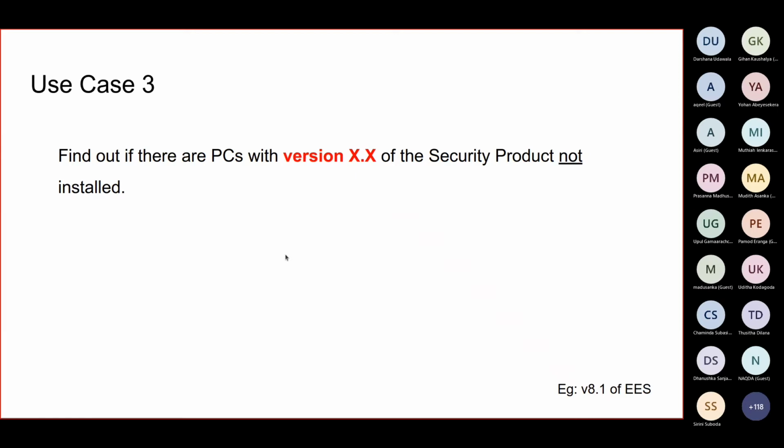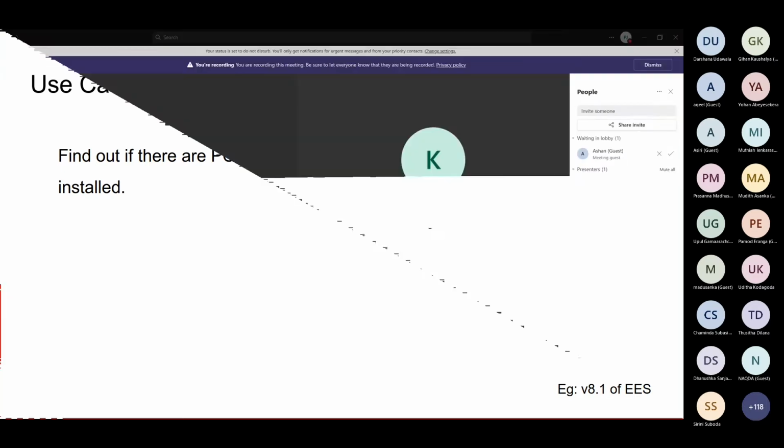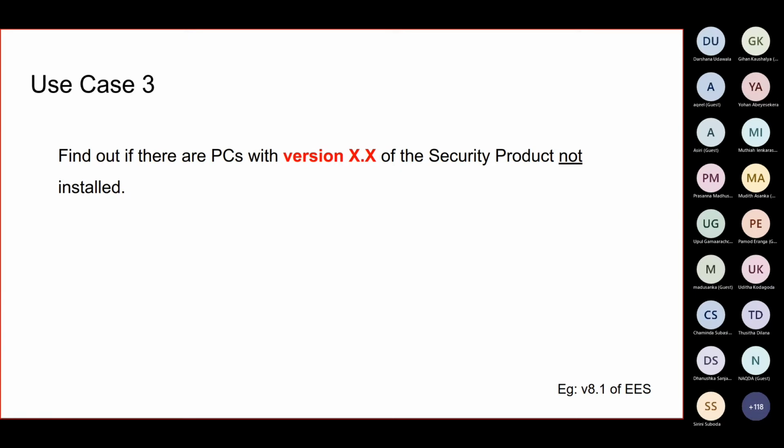Find out if there are PCs with version this of the security product not installed. So let's say now you have migrated and you have upgraded all your endpoints to 8.1 ESET endpoint security. So the same thing we are going to find out in another way. For an example, there might be a chance that you don't have a version 7 endpoint, but you might have a version 6 endpoint.